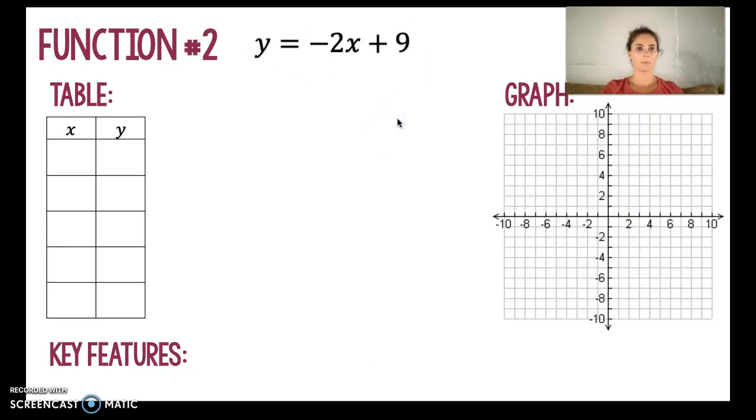So let's look at another example. Now we have the function y equals -2x plus 9. This time, they didn't give me any numbers in our table, but we can put any x value we want in. So I'm just going to choose some. You can choose whatever you want. I'm just going to pick 0, 1, 2, 3, 4. Okay, you could pick anything because they didn't give us a value to choose.